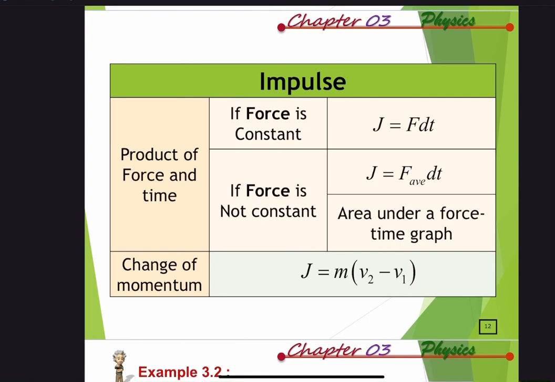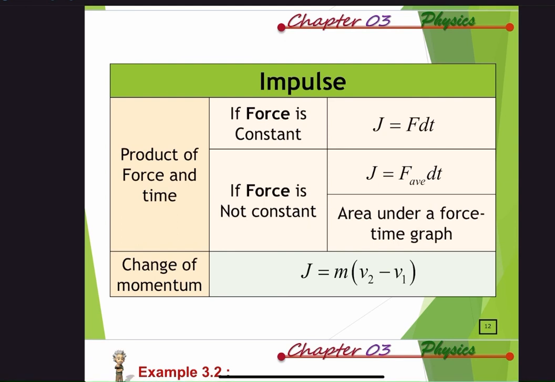For impulse, we have two types. The first is when the force is constant, we can directly use the equation J equal to F dt. The second is when the force is not constant, and we need to first determine the average impulsive force. We can use the equation J equal to average impulsive force times dt, or if we use the force versus t graph, we can determine the impulse through the area under the graph.